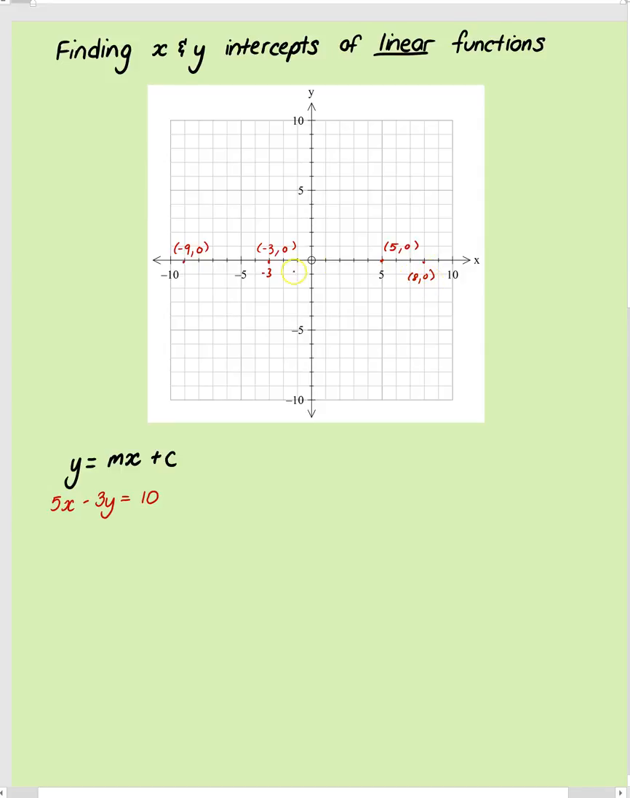Anywhere we go along the x-axis, you can see that the y coordinate will always be 0. And so that's a fact that we will always remember and always write down, that in order to find your x-intercept, the y value must equal 0.